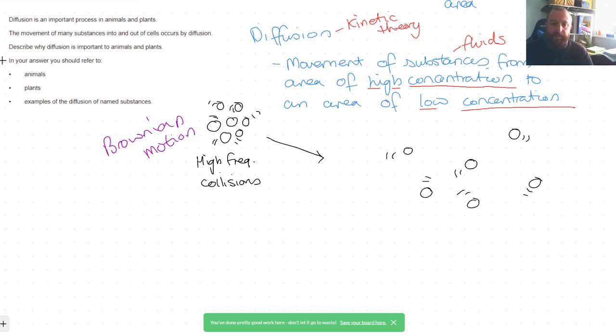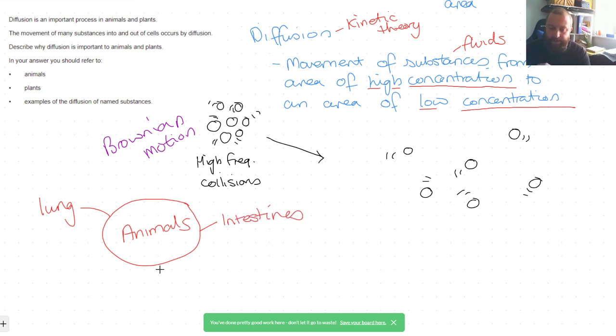So if we start thinking about some of the places where this comes up, if we're thinking about animals, we could do it like this in the exams. There's no reason we can't just do a quick mind map and try to get a head around what's going on. We can do it in the intestines. It happens on a cellular level.